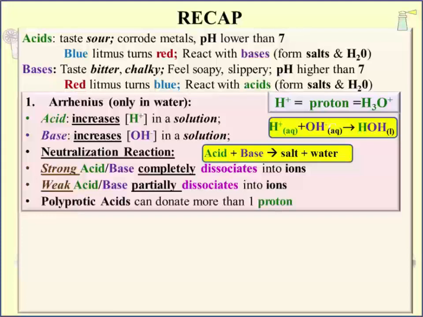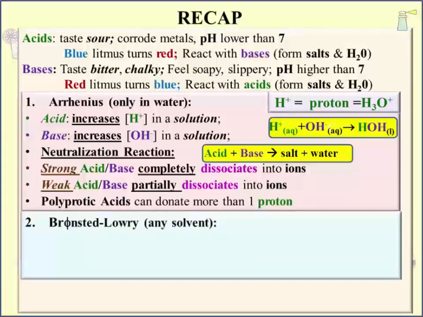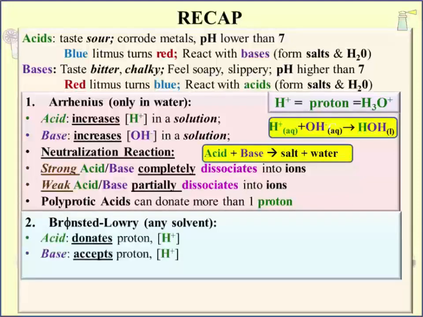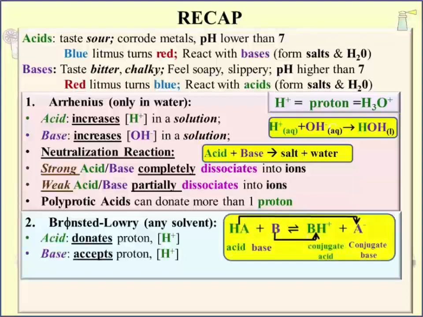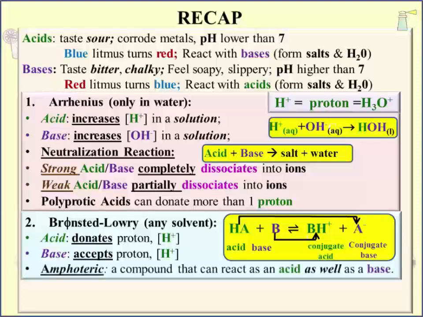Polyprotic acids can donate more than one proton. They have more than one acidic hydrogen. The second major definition of acids and bases is Bronsted-Lowry. It is a broader definition since the reaction can take place in any solvent. A Bronsted-Lowry acid donates a proton. A Bronsted-Lowry base accepts a proton. As the reaction proceeds, a Bronsted-Lowry acid becomes a conjugate base, and a Bronsted-Lowry base becomes a conjugate acid.